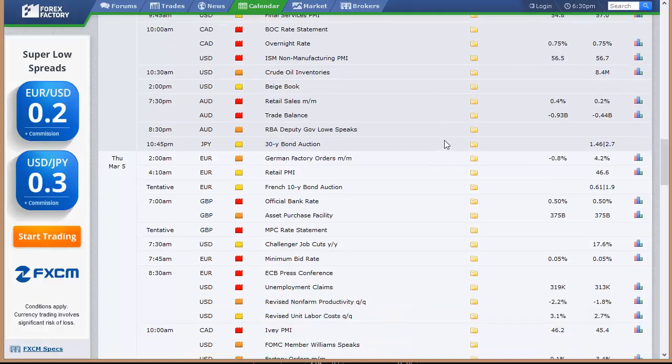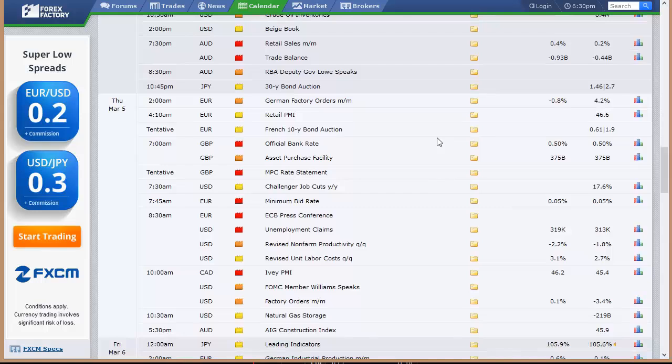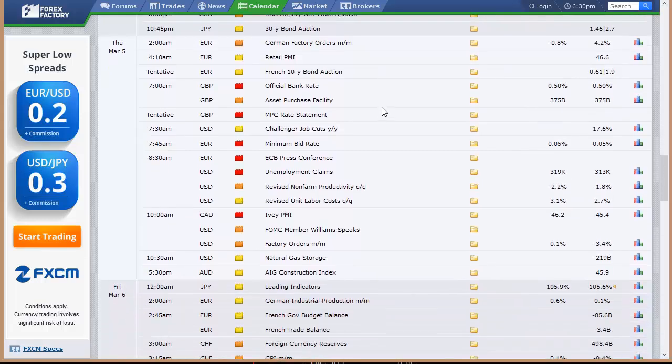Eastern Time. Go to Australia at 7:30 p.m. Wednesday night Eastern Time. We got retail sales and trade balance. That's some big data for Australia. Then they got the 30-year bond auction out of Japan. We've got the German factory orders and retail PMI out of Europe. We've got French 10-year bond auction.